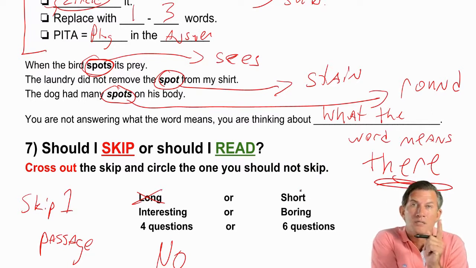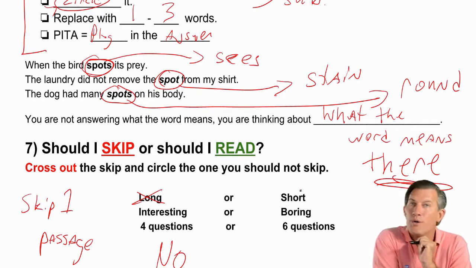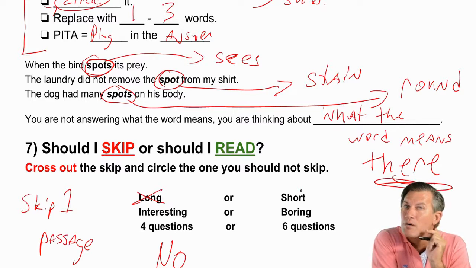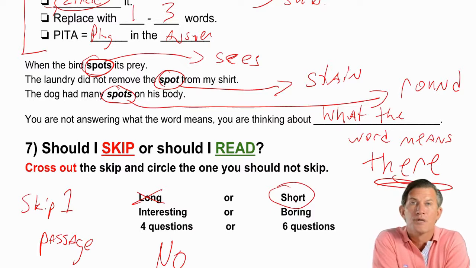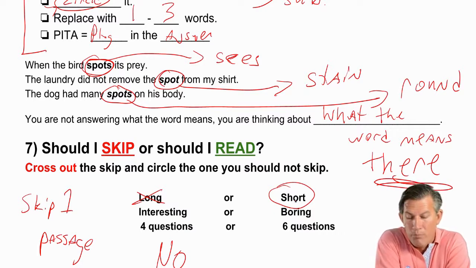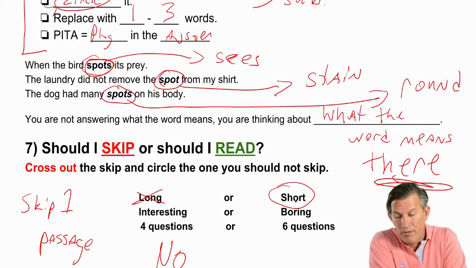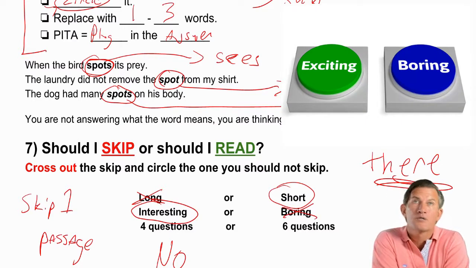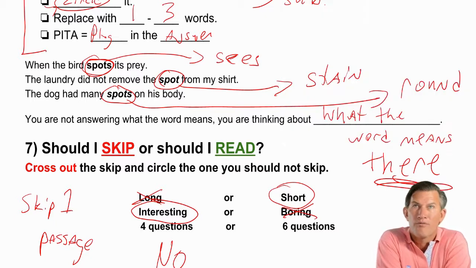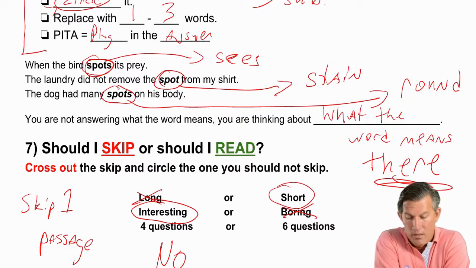Do you get points for reading well? No. You get points for answering well. Okay? So we would rather read short ones than long ones. Would you rather read boring ones or interesting ones? Well, I'd rather read an interesting one. Now, what interests you and what interests me might be different. So if you knew what the topic was off the bat, you could skip the boring one.